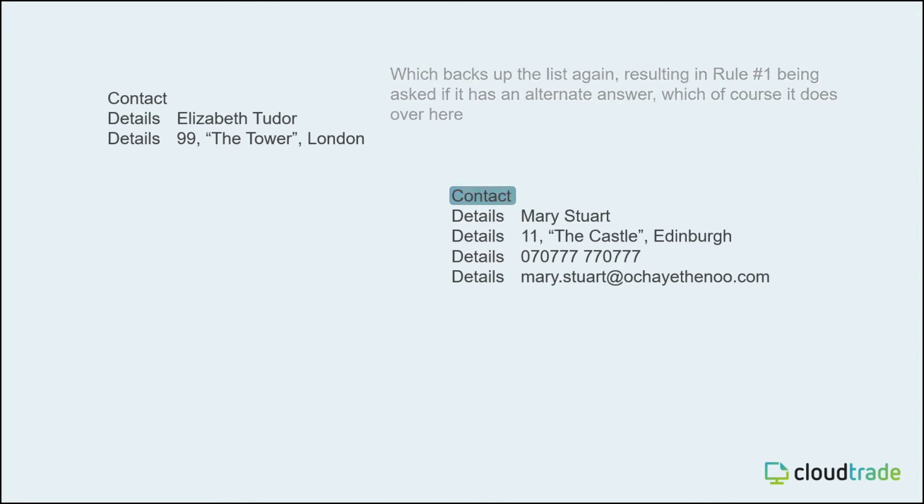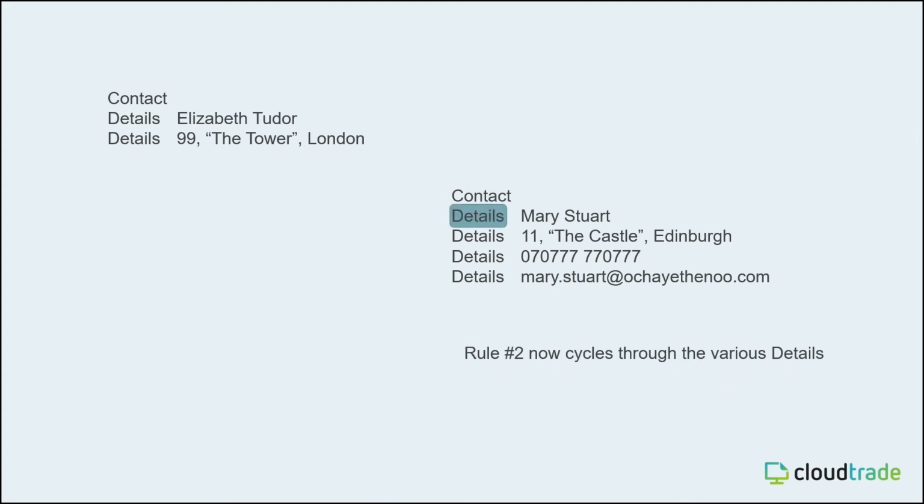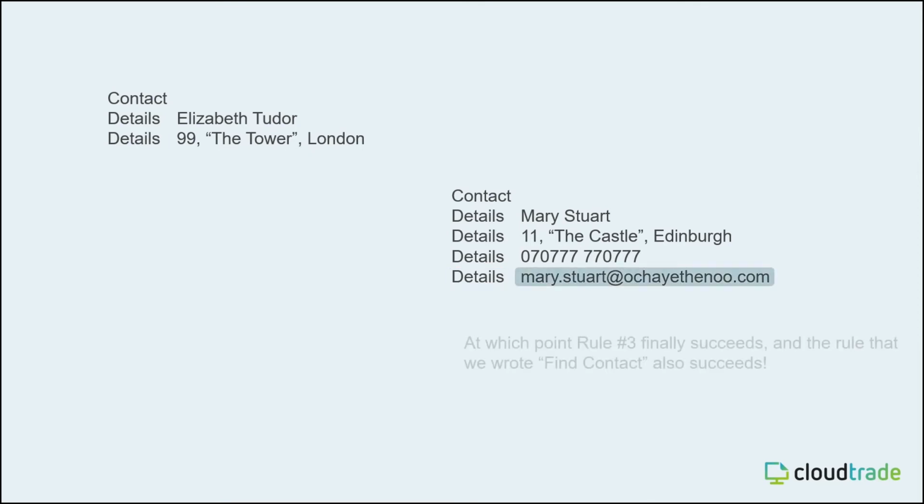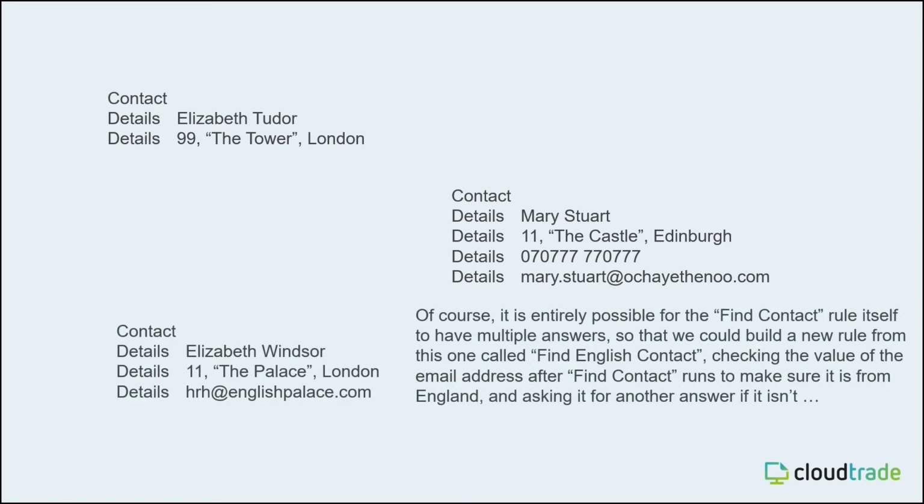So the rule tries again, going down rule 2, cycling through the various details till eventually we get here. And it just so happens that there is an email address next to details, so the whole rule finally succeeds. But note how it retried and retried and retried.